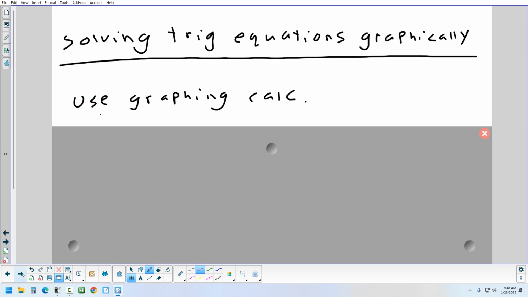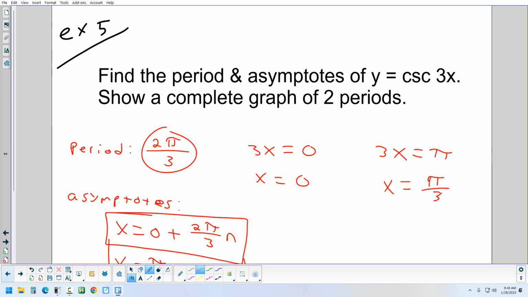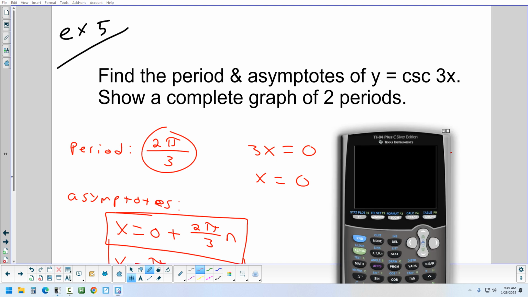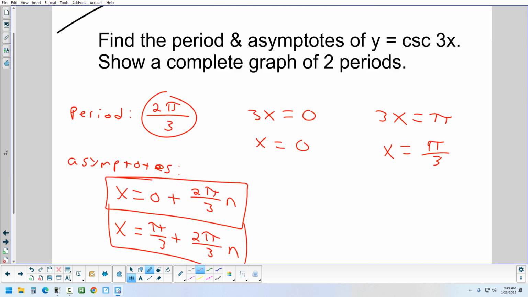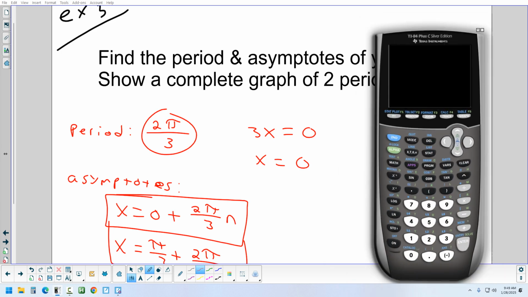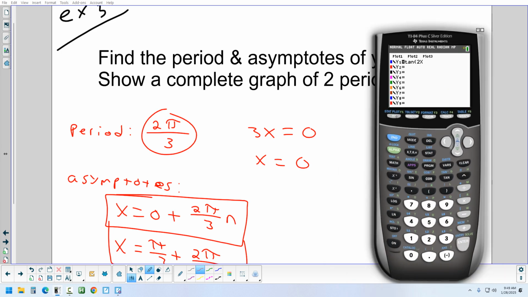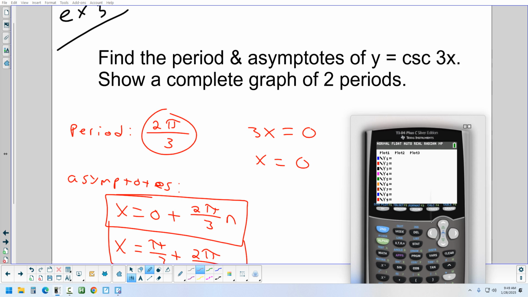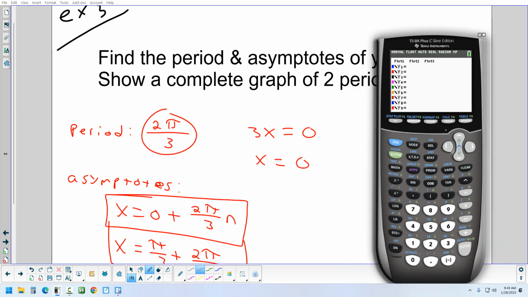All right. You had to show a complete graph too. It says to show 2 cycles. So that's going to be 4 pi over 3. That should be 2 full U shapes and 2 full N shapes. So to type that in, you have to type it like that. That's the cosecant of 3x.